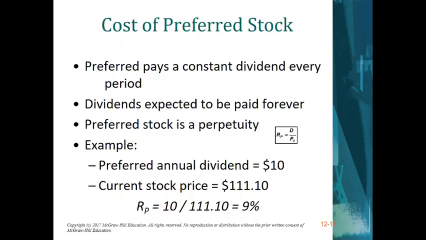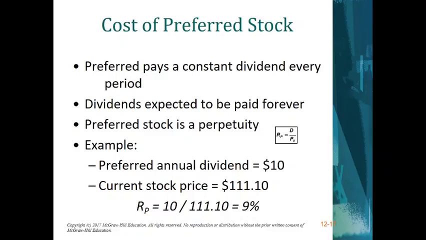You won't see it very often, but sometimes you'll find that a company has preferred stock. And if they do, you've got a situation where a constant dividend is being paid every period. The dividends are expected to be paid forever, so they are considered a perpetuity.